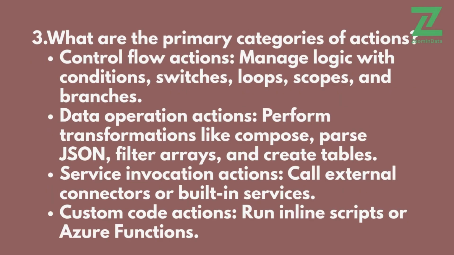What are the primary categories of actions? Control flow actions. Manage logic with conditions, switches, loops, scopes, and branches. Data operation actions. Perform transformations like compose, parse JSON, filter arrays, and create tables. Service invocation actions. Call external connectors or built-in services. Custom code actions. Run inline scripts or Azure functions.